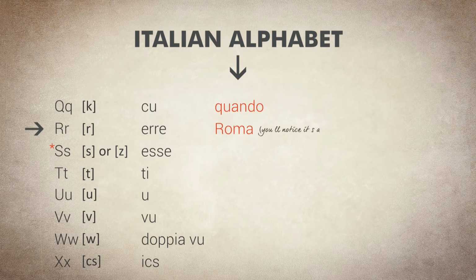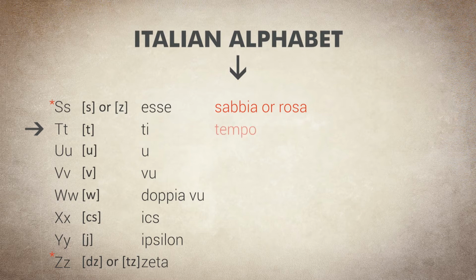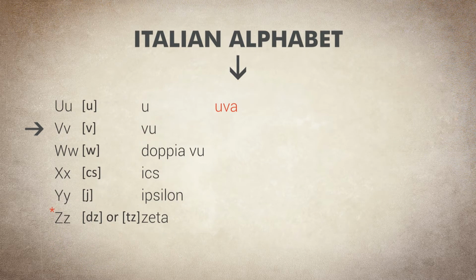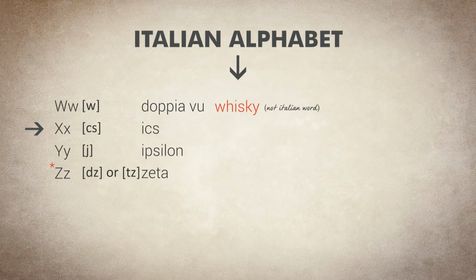You'll notice it's always rolled, like a Scottish R. R, more like that. S, two pronunciations. It can be S, sabbia, or Z, rosa. Then we have T, tempo. U, uva. V, vespa. W, as in whiskey. It's not originally Italian word, as you know. And X, as in xenophobo.